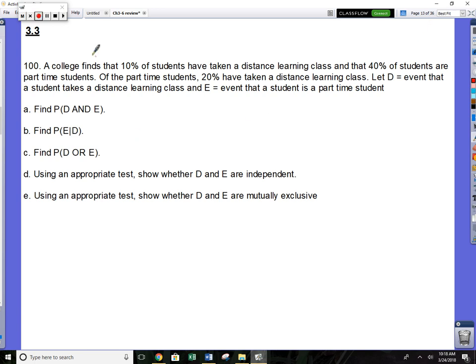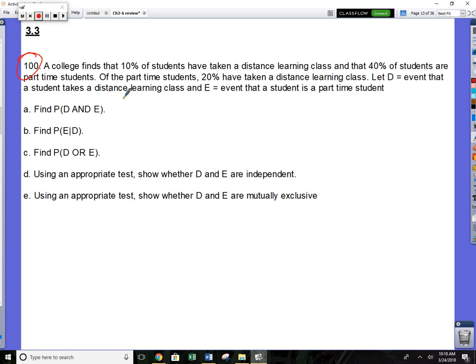Okay, problem number 100. A college finds 10% of the students have taken distance learning classes, 40% are part-time. Of the part-time students, 20% have taken a distance learning class. So look, the English is confusing. If they could just give me the probability, that makes much more sense. So let D be the event that a student takes a distance learning class, and let E be the event that a student is a part-time.